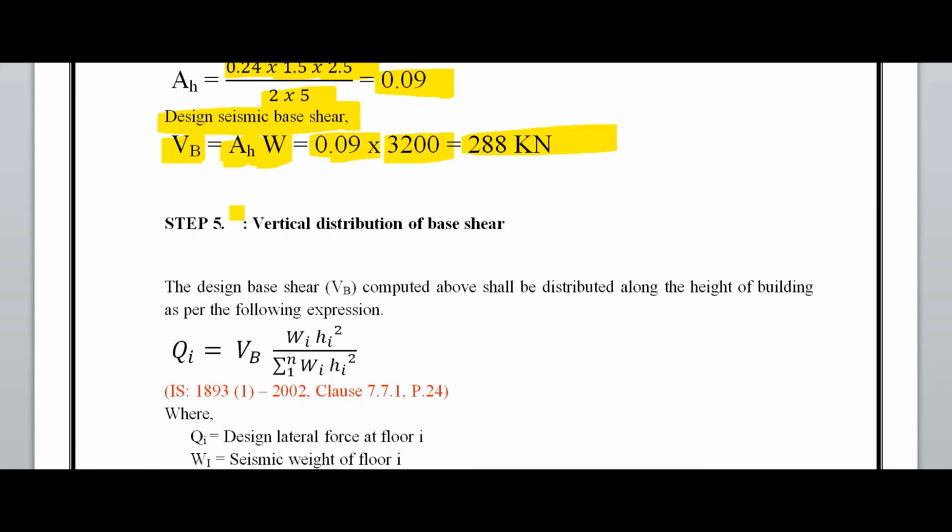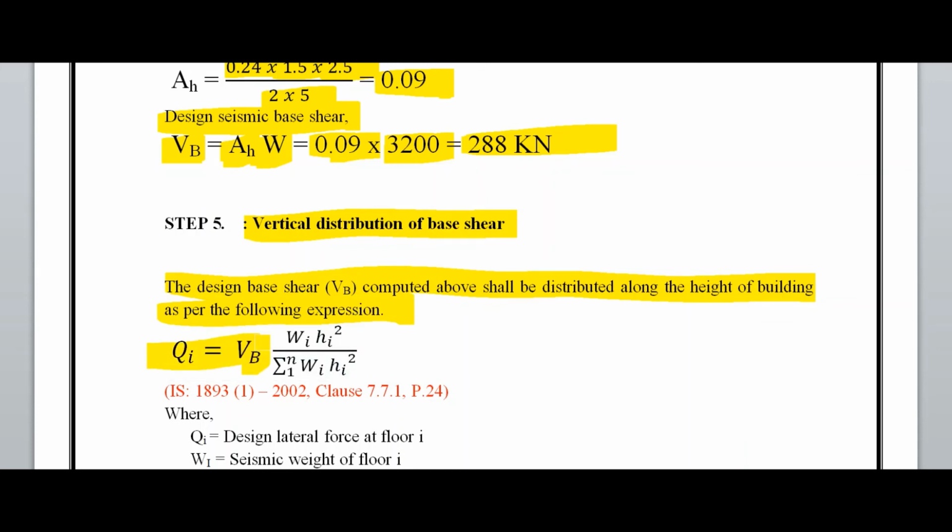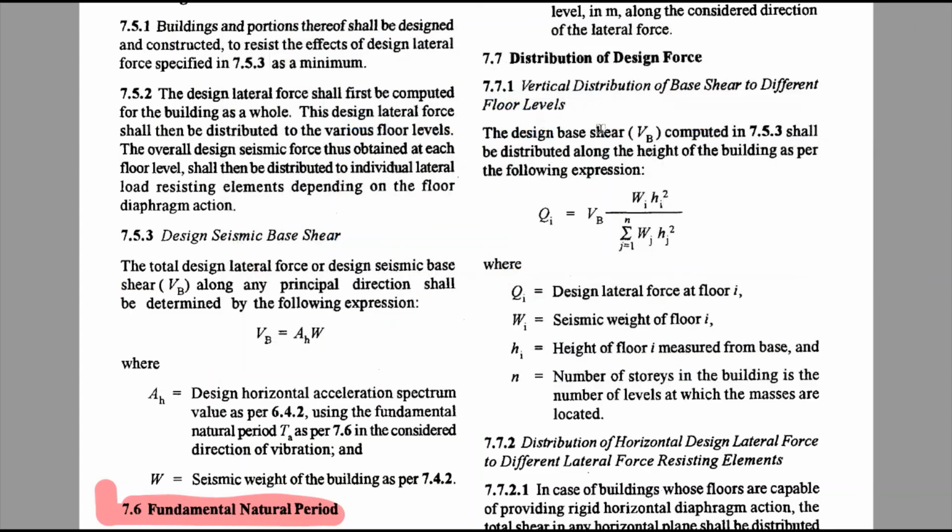Now we have to distribute the base shear to each floor. The design base shear computed above shall be distributed along the height of the building as per the following expression: Qi = Vb Wi hi square divided by sigma Wi hi square. This is in IS 1893 Part 1, 2002, clause 7.7.1, page number 24. So from page number 24 we can find this equation. Here is the distribution of design force.